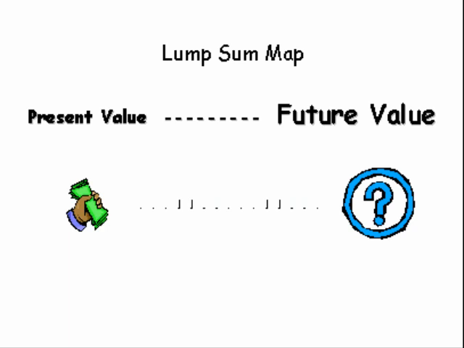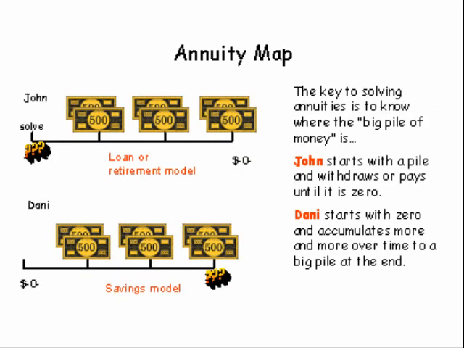Here's what a lump sum map looks like. A little amount at the beginning, larger amount at the end, nothing in between but interest. An annuity can look two different ways. It can start with a large amount at the beginning and then payments to work it down to zero, or it can start out with zero and have lots of payments that build up to a big amount.